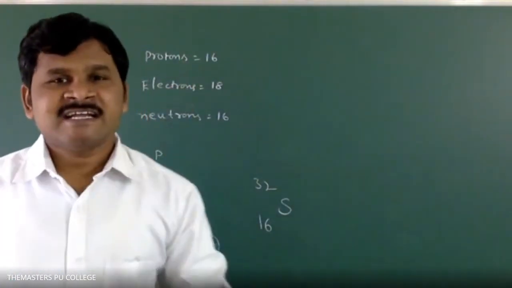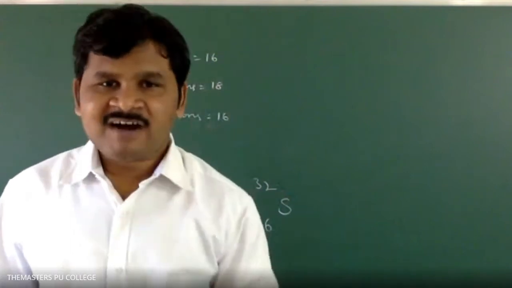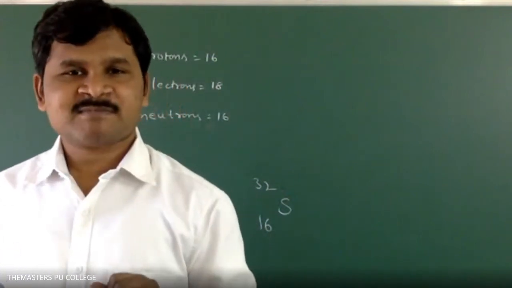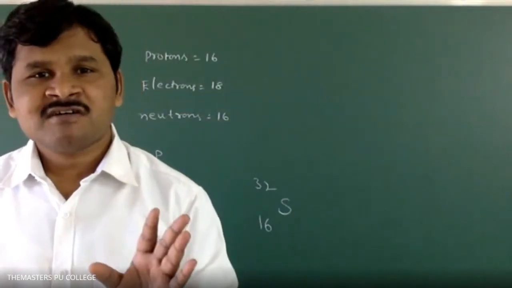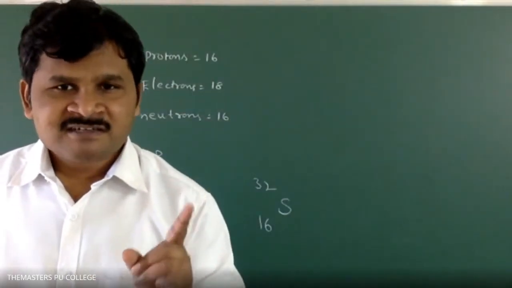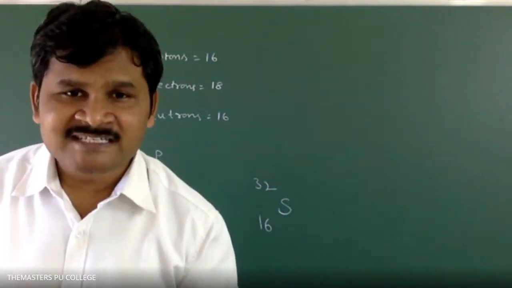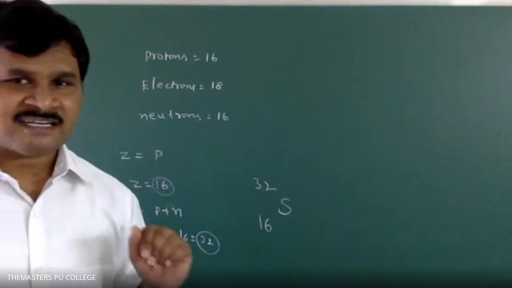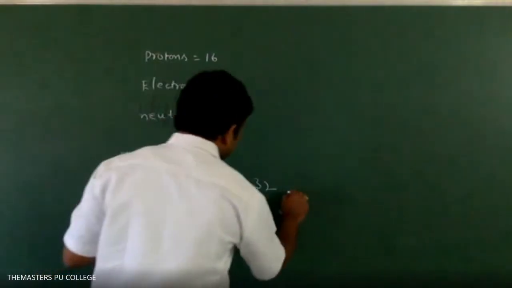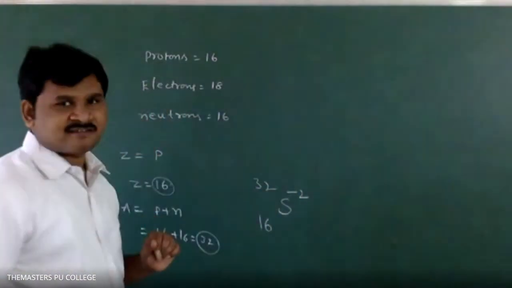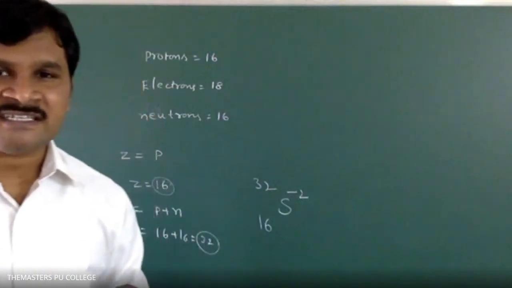So that's why it is a compulsory ion. What type of ion is it? Negative, sir, -2. How can you say -2? When compared with the protons, 2 electrons are extra. So that's why we will get S minus 2 as the answer for the species. Clear, students?